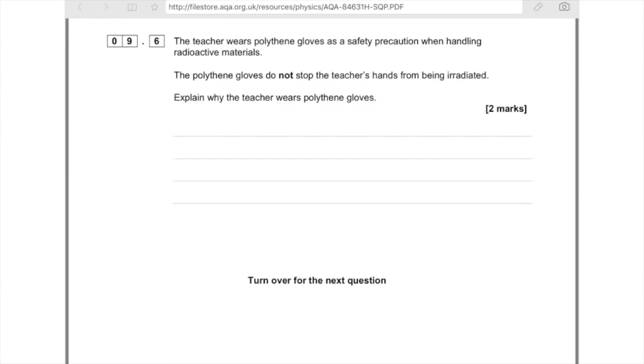9.6. The teacher wears polythene gloves as a safety precaution when handling radioactive materials. The polythene gloves do not stop the teacher's hands from being irradiated. That's true. You need stuff like lead and aluminium depending on the type of radiation. Polythene would do nothing. Anyway, explain why the teacher wears polythene gloves, and mainly that's to prevent contamination to the radioactive material.